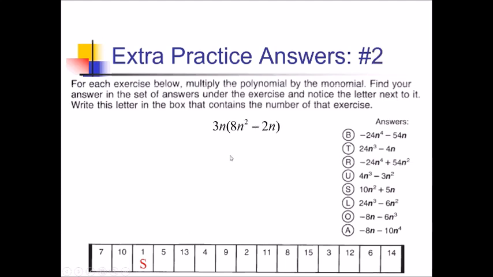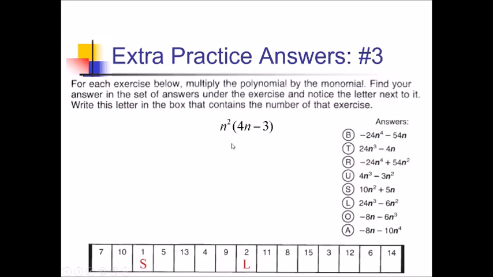On this one, we're distributing 3n to this parentheses. So 3n times 8n squared. 3 times 8 is 24. N times n squared, we're adding the exponents. 1 plus 2 gives us n to the third. And then distributing over to the next term, 3 times negative 2 is negative 6. And then the n times the n gives us an n squared. So looking for 24n cubed minus 6n squared, that's L right here. And that goes with number 2.